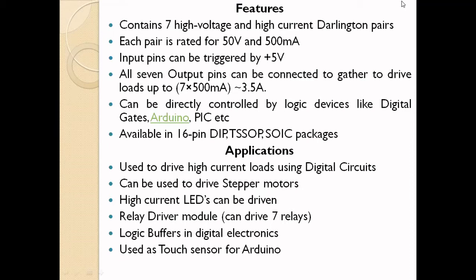We can connect directly to the Arduino microcontroller, PIC microcontroller or any type of microcontroller. Totally it is 16 pins. It is manufactured in different packages: dual in-line package, SOIC or TSSOP, various types of packages are available. Next is applications.